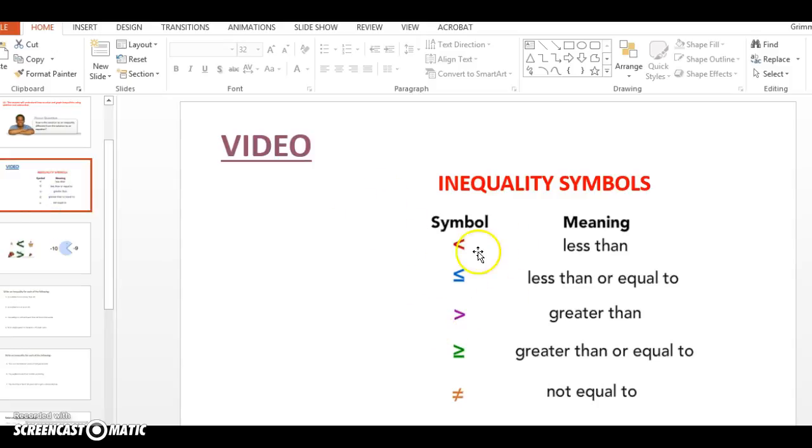On the same slide as the video, you have all of these symbols right here. You have your less than. This one, I'm not sure how much you've been exposed to with the line underneath it. Have you guys seen that one? Yeah? Okay, good. This is less than or equal to. This one is greater than or equal to. And I'm pretty sure I've shown you this one. Not equal to is equal with the line through it.